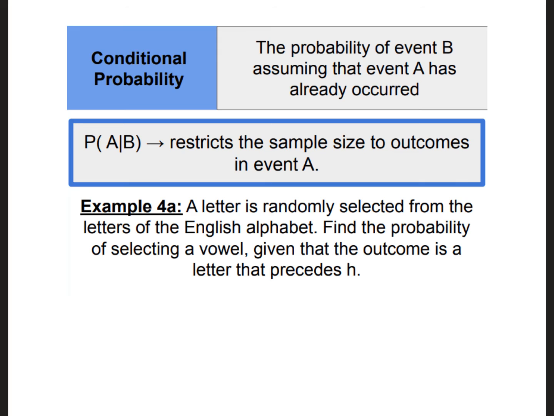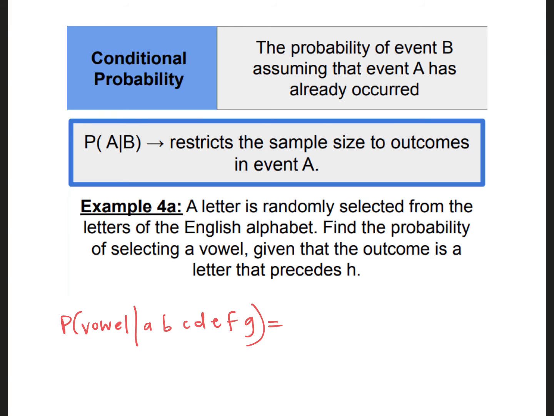All right, for our first problem, it says a letter is randomly selected from the letters of the English alphabet. Find the probability of selecting a vowel given that the outcome is a letter that precedes H. Those are a lot of words, but essentially we want the probability that we get a vowel given we choose a letter before H. So we choose from the following letters: A, B, C, D, E, F, G, because H comes after G.